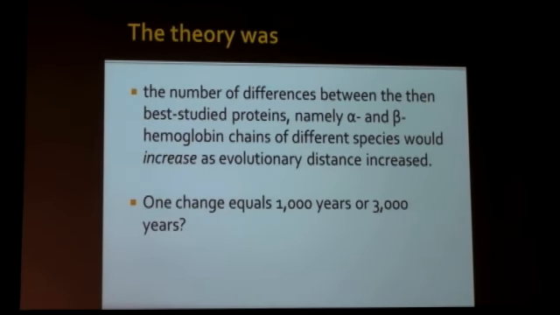So when they first started doing this, they actually ended up with a pretty good way of comparing it. They used alpha and beta hemoglobin chains of different species. And they assumed one change equals 1,000 years. Now they could have assumed 3,000 or 10,000. These are somewhat arbitrary. These are original numbers. I'll go through this. This is directly how they reason, so you understand where they're coming from.